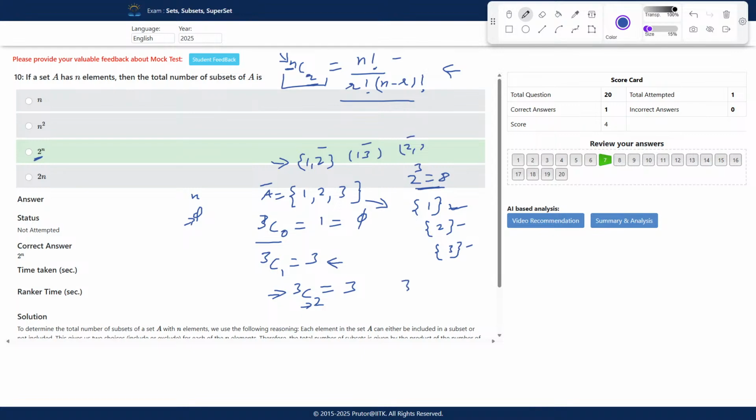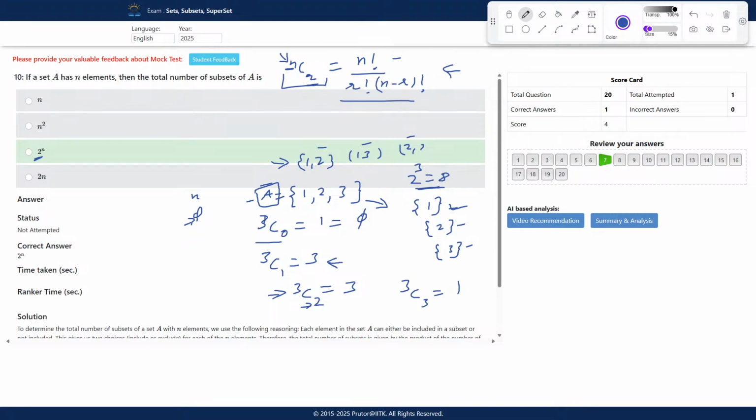Now you are constructing a subset of A which consists of exactly 3 elements. So exactly 3. The number of ways is only 1. So you are going to have only one subset of A in which you have exactly 3 elements. So the set will be your A set itself.